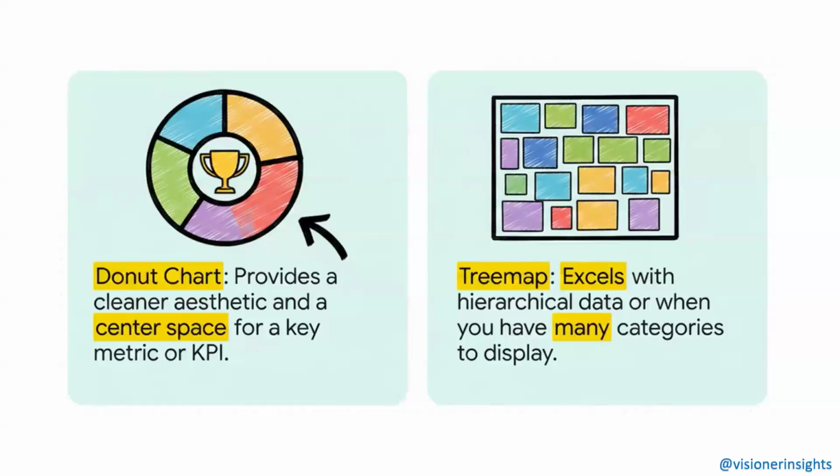Well, the donut chart isn't just a pie chart with a hole in it. That space in the middle is prime real estate. You can pop a huge number right in there, like your total revenue, giving instant context. The tree map, on the other hand, is your absolute go-to when you've got tons of categories, or if your data has layers. Imagine visualizing a company's entire budget, from the big departments all the way down to tiny projects. A tree map just makes that click.